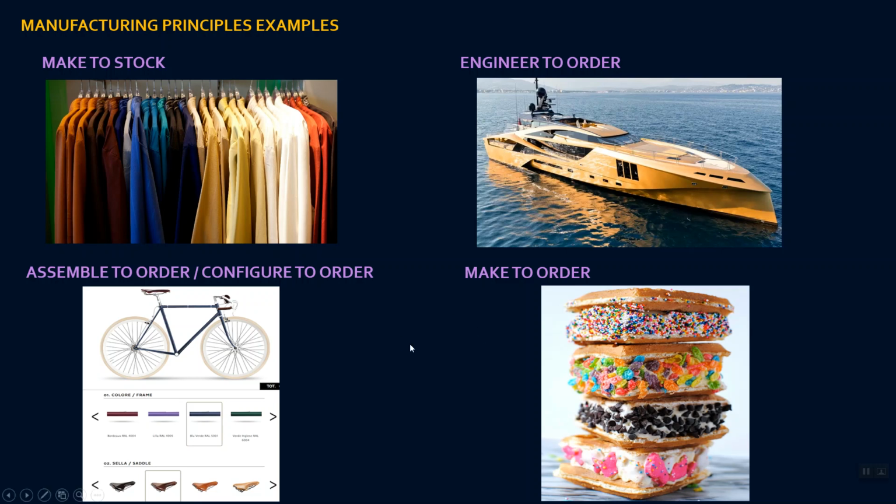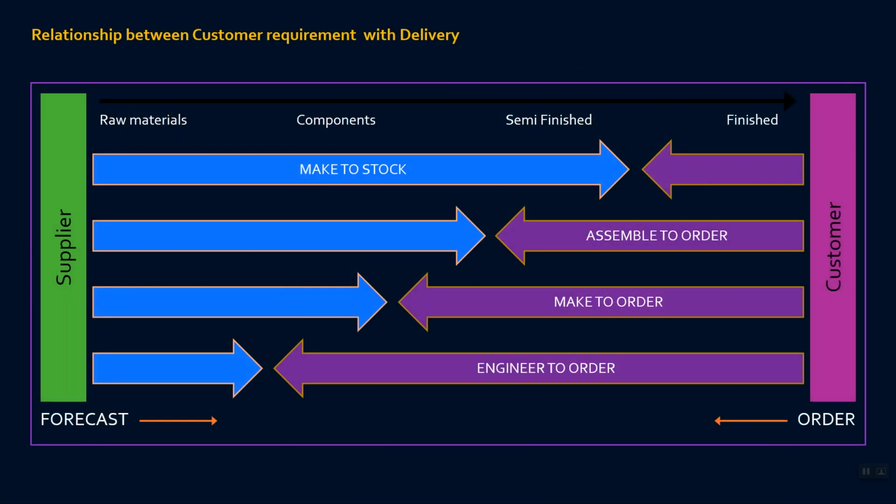So this is how the manufacturing principles are segregated, and based on this you will define which type of strategy or how the configuration will take place in D365. Let's go to the next topic, relationship between customer requirement and delivery.